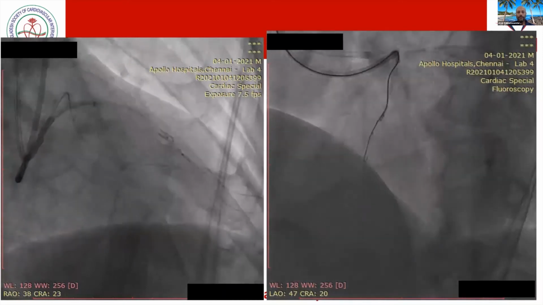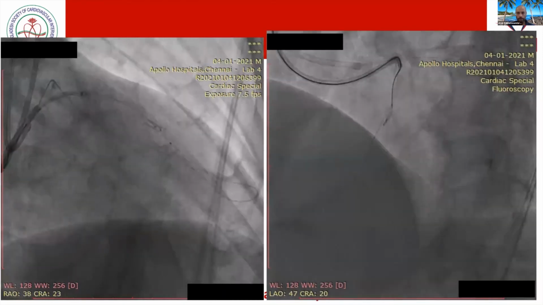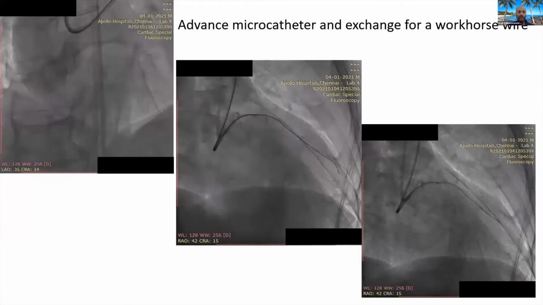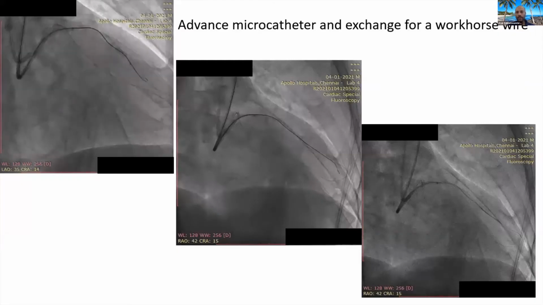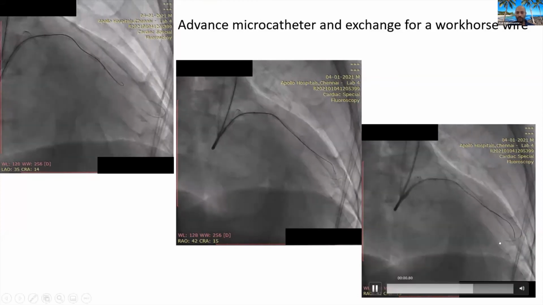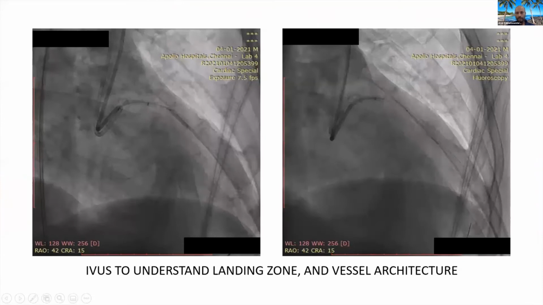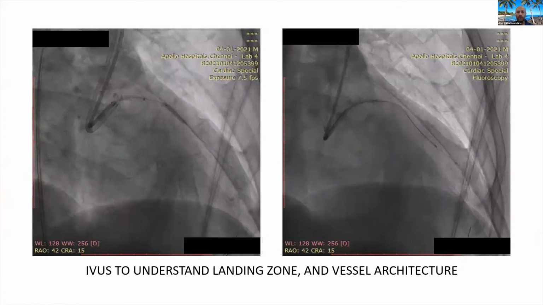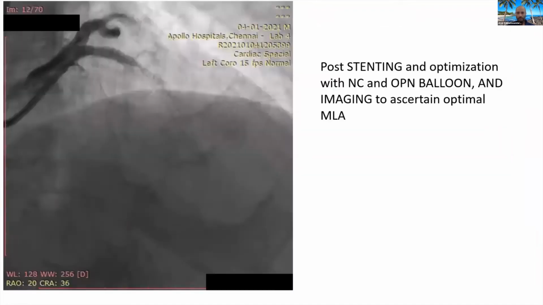So, Dr. Arun, just one question from me. How is the experience regarding complications, especially during antegrade procedure or retrograde procedure, and how is the complication rate?